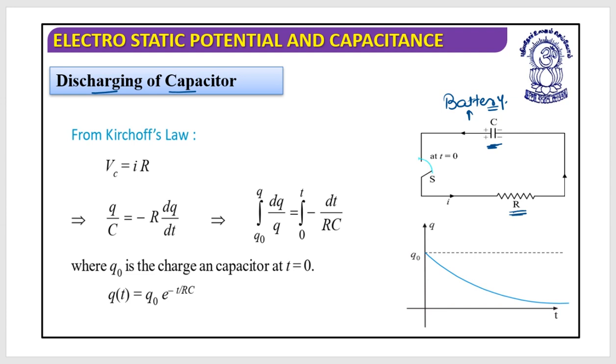So the situation will be: I know that V equals IR, and this V can be given as Q by C equals minus R into dQ by dt. If I integrate this, it's dQ by Q equals minus dt by RC. This is integrated from the initial charge Q naught to the final charge Q, and the time goes from 0 to t. If I integrate this, I get Q of t equals Q naught into e to the power minus t divided by RC. Yes, please remember this.